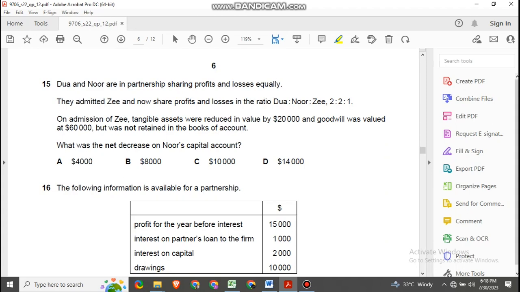Okay, let's start with the new question. Question number 15. Dow and Noor are in partnership, sharing profit and losses equally. They admitted Zin and now share profit and losses in the ratio Dow, Noor, Zin 2:2:1. On admission of Zin, intangible assets were reduced in value by 20,000 and goodwill was valued at 60,000 but was not retained in the books of account. What was the net decrease in Noor's capital account? So in this question, we can see that there is the reduction in the value of non-current assets. So there is a loss on revaluation, and there is a value of goodwill which is 60,000.